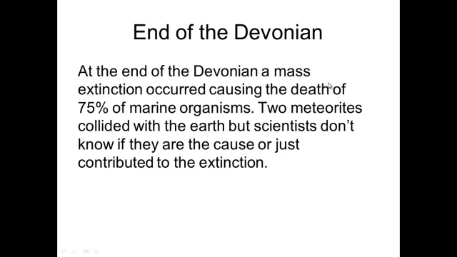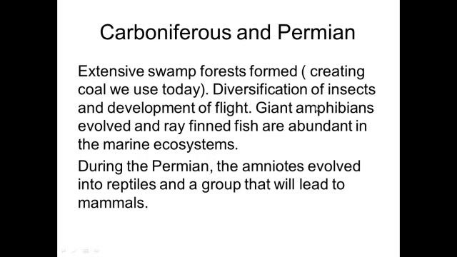But at the end of the Devonian, we have another mass extinction. This time, 2 meteorites collided with the Earth, but they don't know if that was the cause or if that just contributed to it. But 75% of all marine organisms died, and many of the land organisms. So the end of the Devonian was a really tough period. But that led to the Carboniferous and Permian periods.